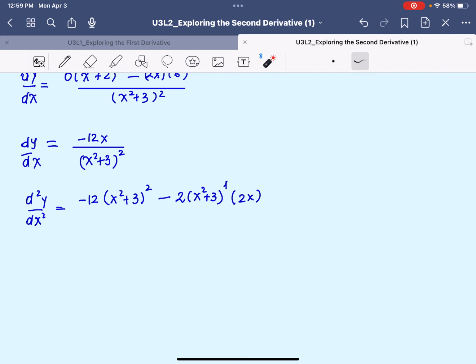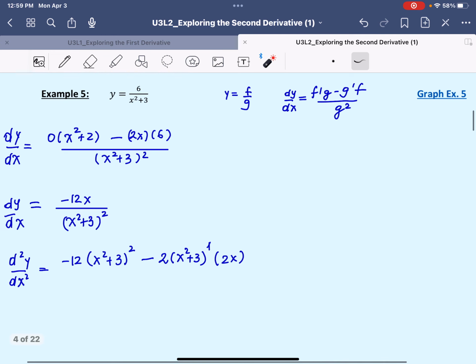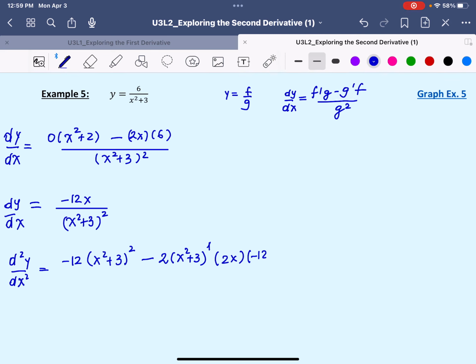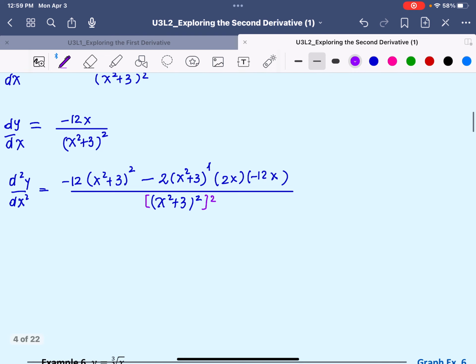Now, this is simply the derivative of the denominator right here. We have to still multiply it by the numerator, according to the formula. So the derivative of the denominator times the numerator means that we're multiplying by negative 12x here. And this entire thing will be over x squared plus 3 squared brought to the power of 2. Let's simplify it.